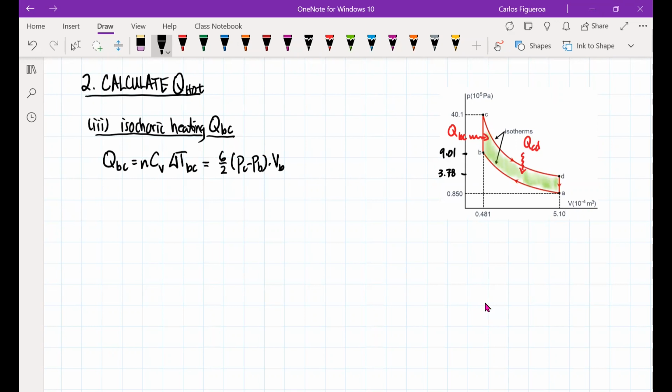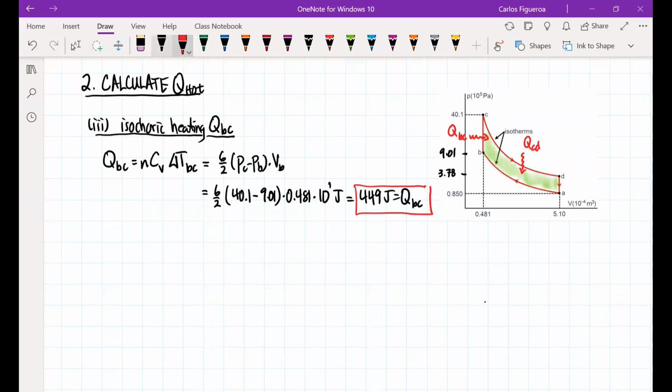So if I now start to put in my numbers, I'm going to get 6/2. The pressure at C is going to be 40.1 minus 9.01 times the volume, 0.481. Then I have 10 to the 5 times 10 to the negative 4, which gives me 10 to the 1, and that's going to give me joules. So if I compute that number, I get 449 joules for QBC. So now I have my first of the heatings.